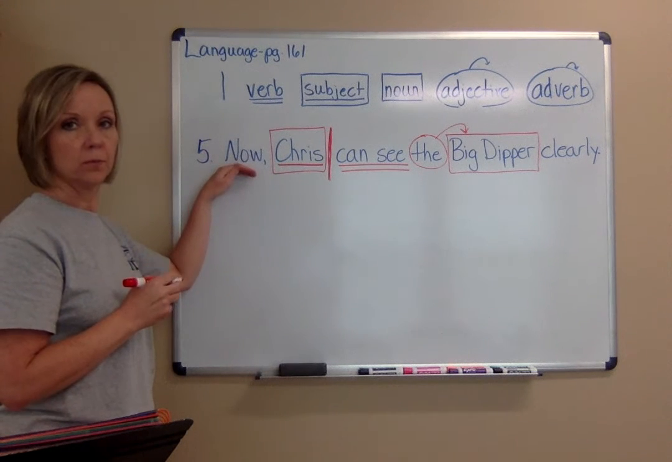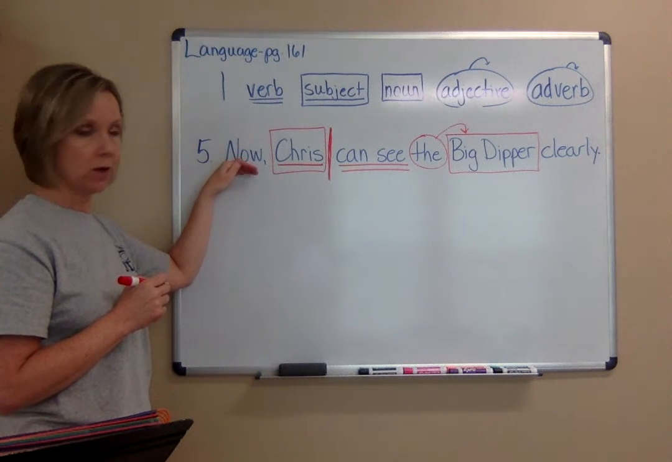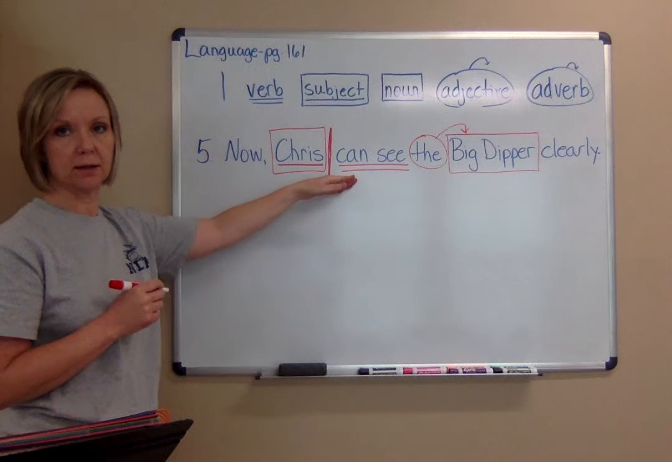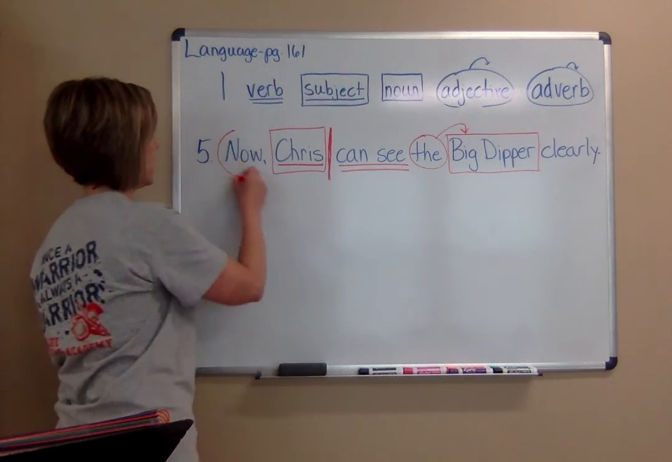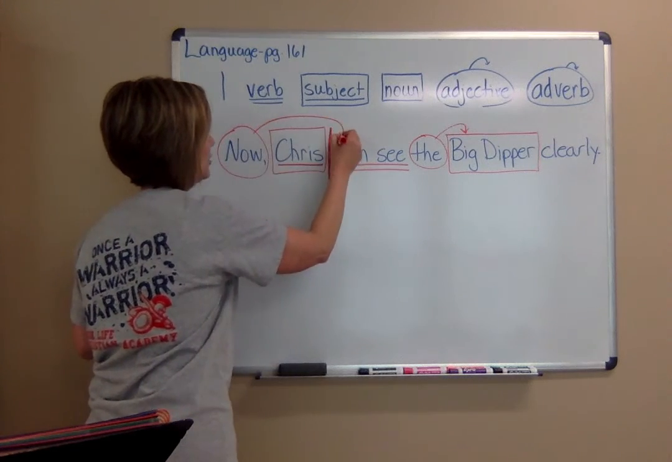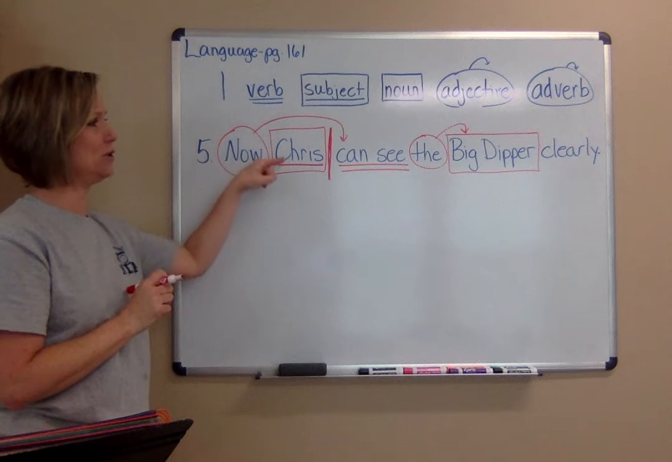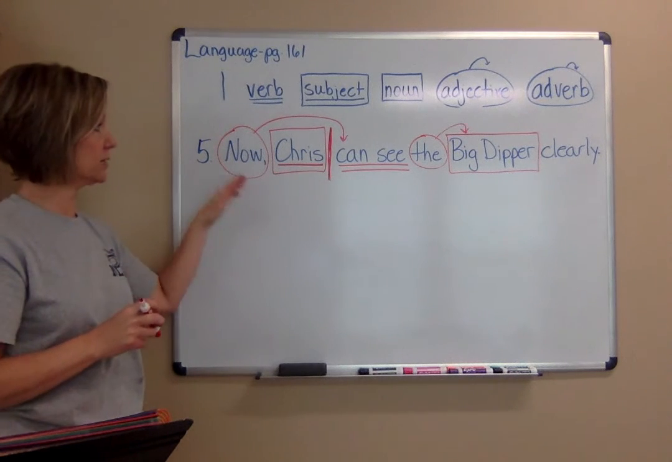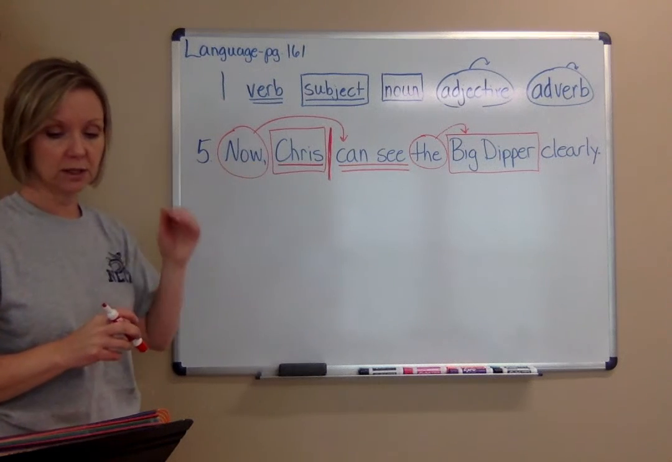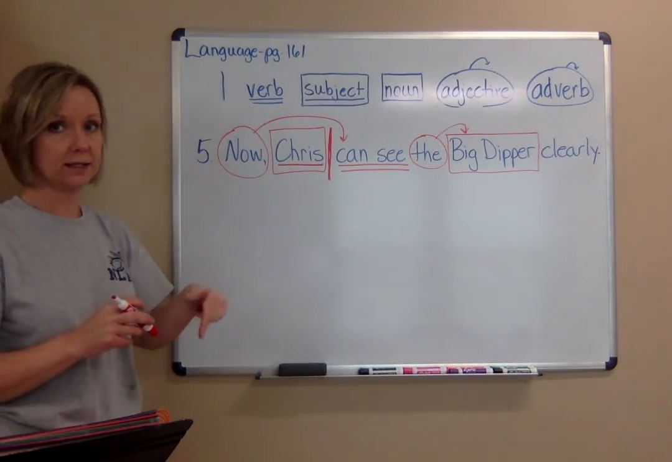Now. Does now tell when Chris can see? Yes, it does. So we're going to circle now and match it to can see. Oh my, Miss Upchurch, but we didn't use it for the noun, but we're using it for the verb. Yes, because now describes can see when. Now he can see.